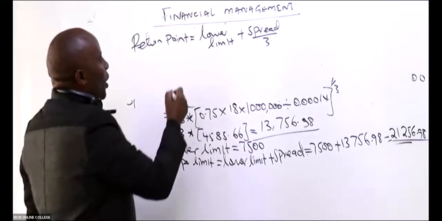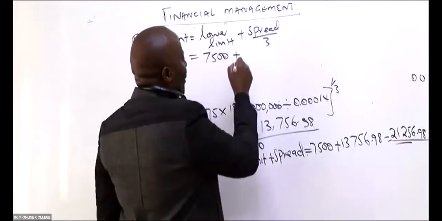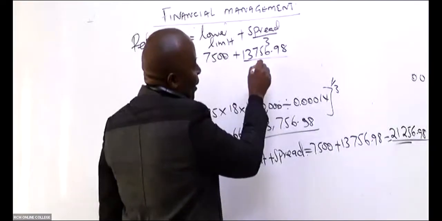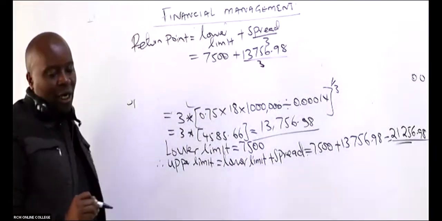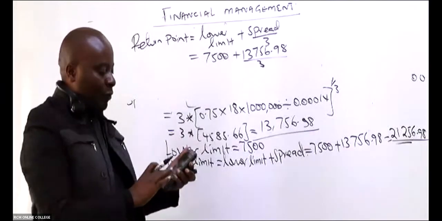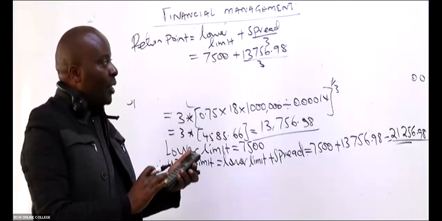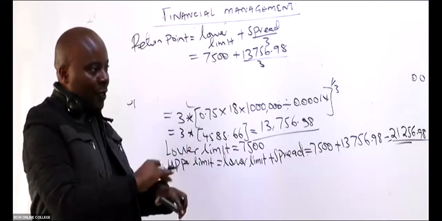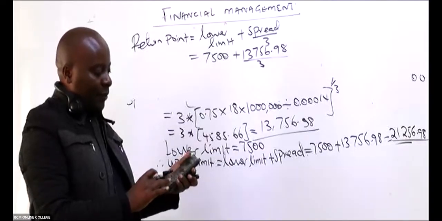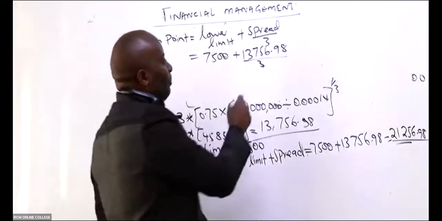Yeah, so we have our lower limit, which will be 7,500 plus our spread, which is 13,756.98. This one only is the one that you divide by 3. That one only is the one we divide by 3. So 7,500 plus 13,756.98 divided by 3. So then this is 12 point something, isn't it?